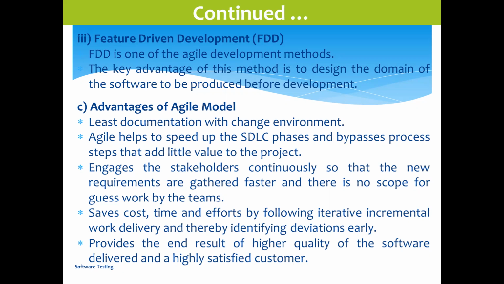Engage the stakeholders continuously so that the new requirements are gathered faster and there is no scope for guesswork by the team. So as requirements are coming, gather the requirements. 15 days completed, next sprint started, gather the requirement, split that into small parts, then different tasks you can create. For these tasks, test case writing, how many hours? 8 hours. Then understanding the requirement, how many hours? 8 hours. Like that you can create multiple tasks.